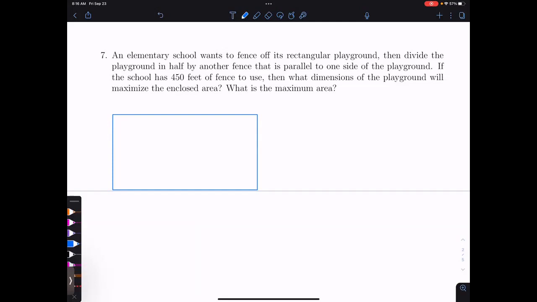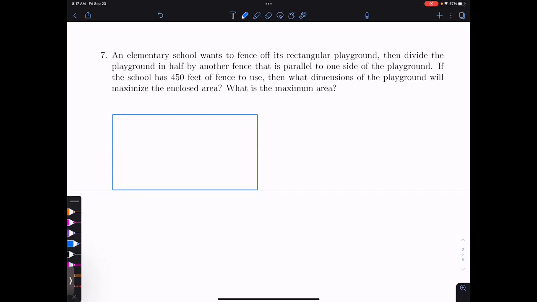Equal sides, yeah. It's a rectangle, so there are 2 sets of equal sides. We're building the whole thing because we don't say anything otherwise. Another fence parallel to one side of the playground means you're either going to fence it this way, cutting it in half that way, or this way, but you're not going to go diagonal or something. That's all the parallel part is really saying. You're going to go this way or this way.